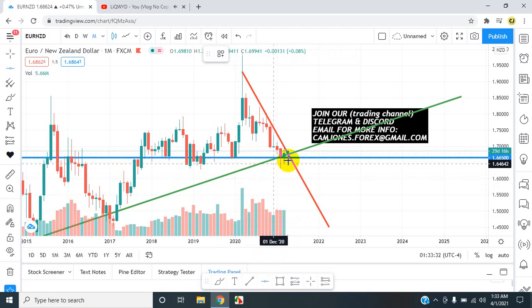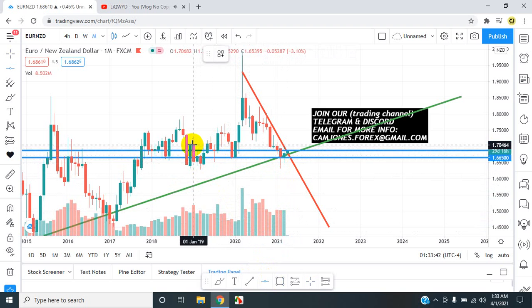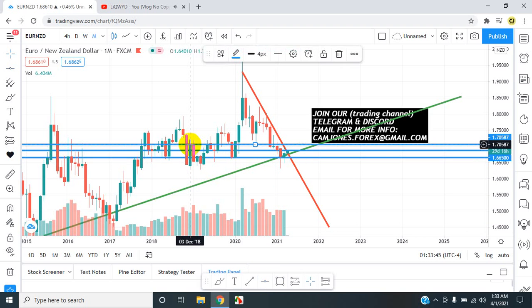So the next area would be somewhere here. If we had to choose another level up, we can choose this level here. Okay. If we had to add more levels, we can do it on another time frame. For right now, let's keep what we have.